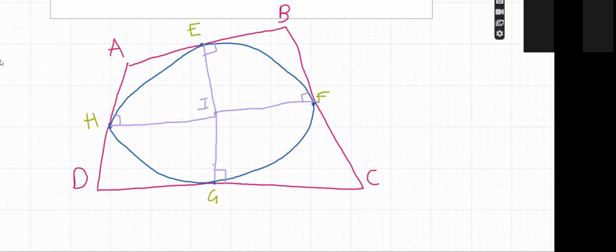Now we'll make the length AE equal to X. Since we have two equal tangents, AE and AH, then AH is also equal to X. If we let DH equal Y, then DG is an equal tangent to DH, so it's also Y. If we make CG equal to Z, then CF is equal to CG, and it's also Z. And if we make BE equal to T, we'll have BF and BE are both T.